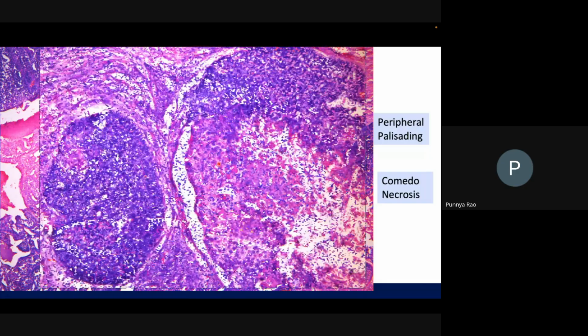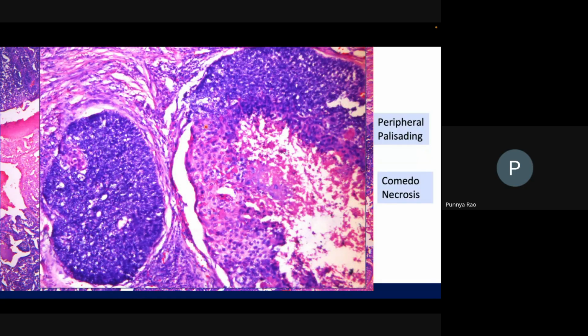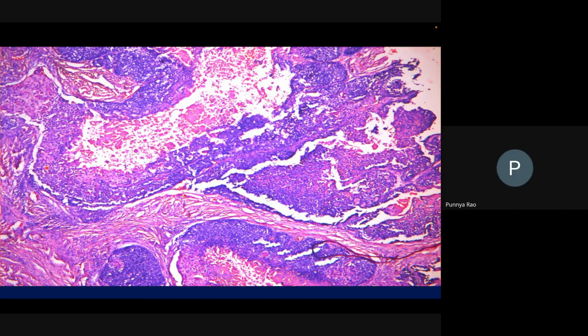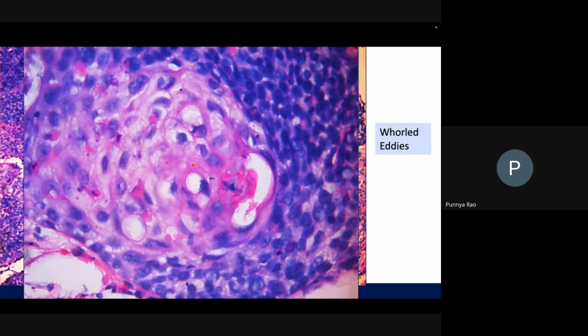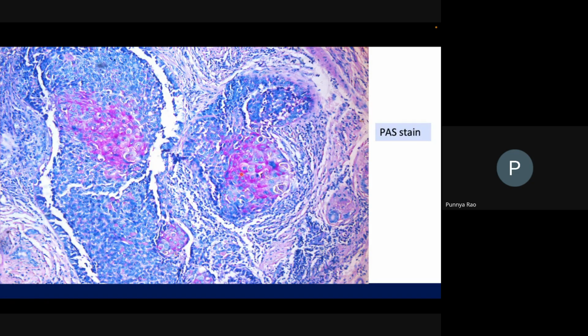Okay. It also showed some comedonecrosis. Areas of squamous metaplasia are also seen here. Even here, you can see areas of squamous metaplasia. Again, comedonecrosis, cystic degeneration, and then you have these whorled eddies, which are squamous metaplasia arranged in the form of whorls. They are called squamous eddies, which are very characteristically seen in basal cell adenomas as well as basal cell adenocarcinomas. A view of the same, and this is PAS showing the squamous eddies.